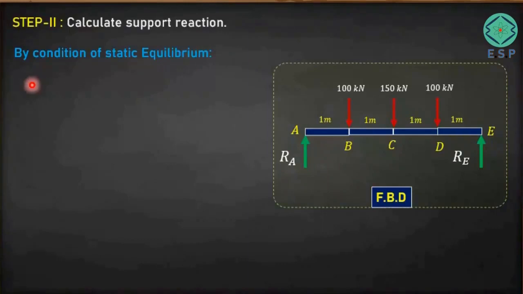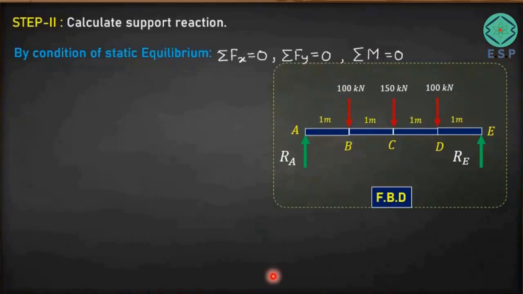Now what are the conditions of static equilibrium? Let me explain. The conditions of static equilibrium are: summation of all horizontal forces, summation of Fx equals 0; summation of all vertical forces acting on the beam, summation of Fy equals 0; and summation of moments of forces about any point, you can take any point, equals 0. These are called the conditions of static equilibrium.